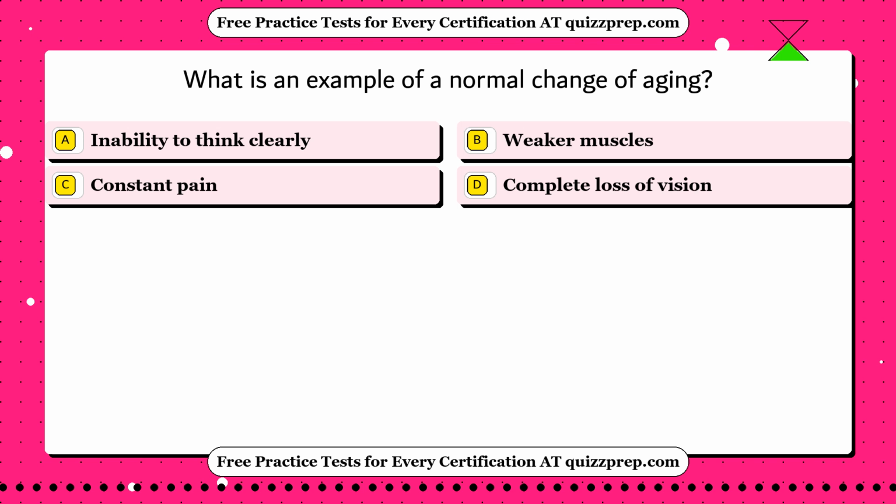Question 47. What is an example of a normal change of aging? Option A, inability to think clearly. Option B, weaker muscles. Option C, constant pain. Option D, complete loss of vision.